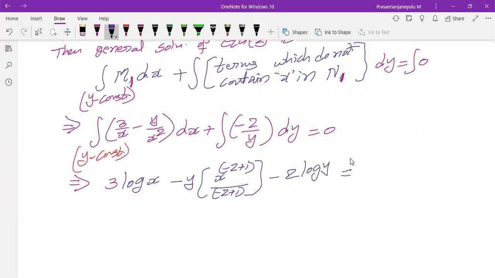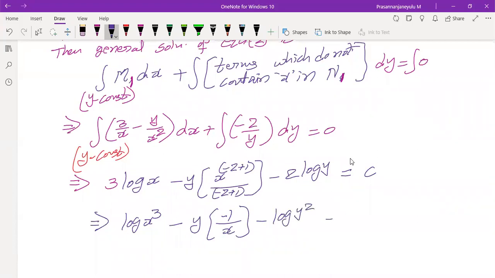So the integration is completed, and we add the constant c, either on the left hand side or right hand side, anywhere you can do it. Finally we can write it as log of x cube minus y into, minus 2 plus 1 is minus 1, so minus 1 by x power minus 1. Taking it to the denominator, we get minus 1 by x minus 2, writing it as log of y square. Using which formula?